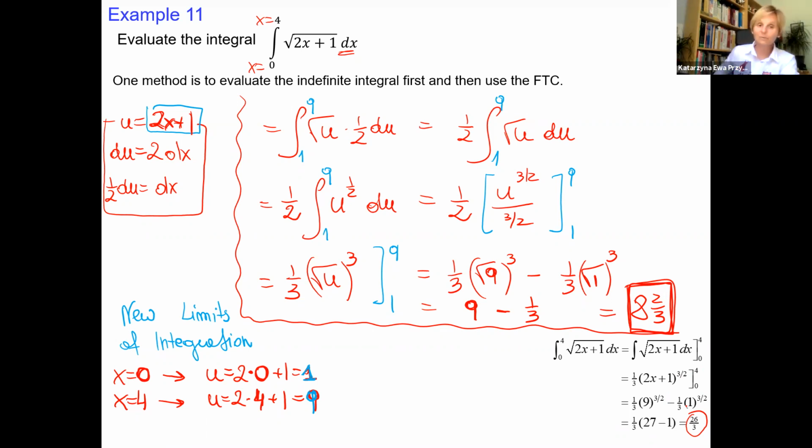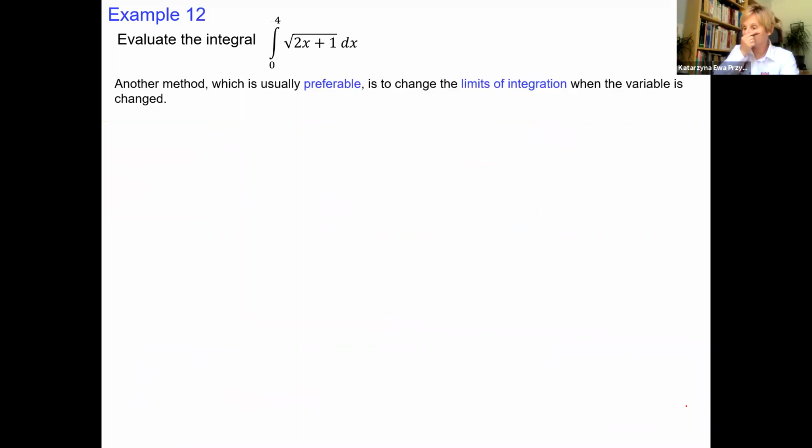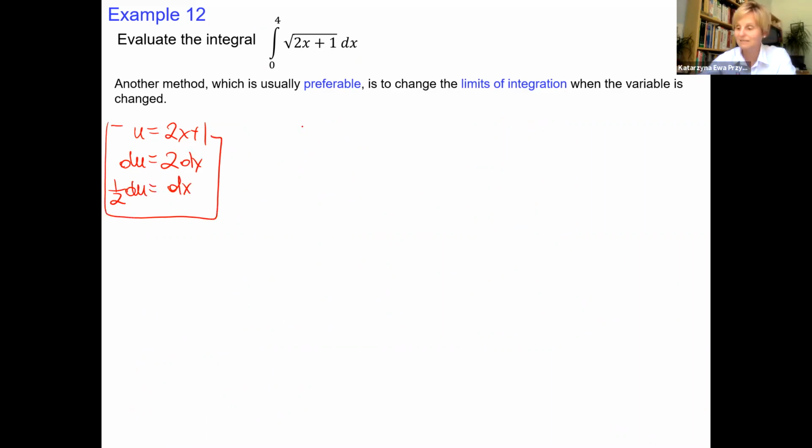But also, let's look at the second way. Let's repeat. 2x plus 1 is u. du is 2 dx. We don't have 2, so we put 1/2 du is dx. I'm just repeating the same thing. Integral of square root of u, where dx is 1/2 du, is 1/2 u to the power of 1/2.